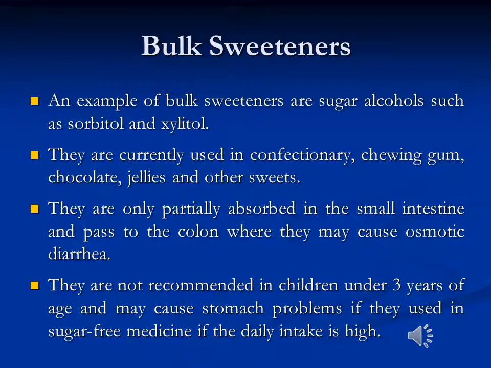The other type of sweeteners is called the bulk sweeteners. An example of bulk sweeteners are sugar alcohols such as sorbitol and xylitol. They are currently used in confectionery, chewing gum, chocolate, jellies, and other sweets, so they can be added to food because they can give volume.